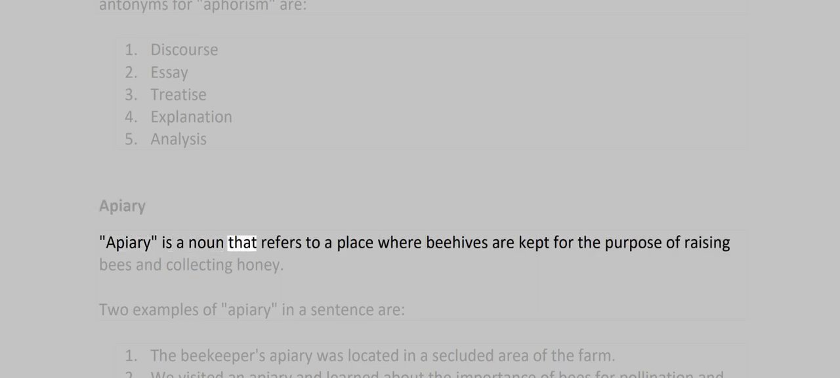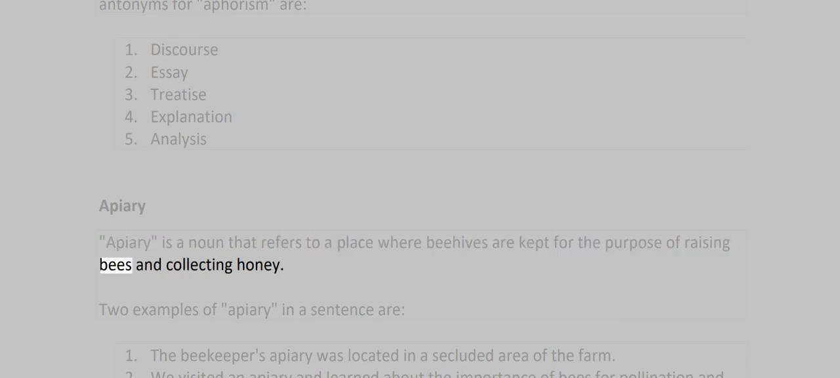Apiary is a noun that refers to a place where beehives are kept for the purpose of raising bees and collecting honey. Two examples of apiary in a sentence are: 1. The beekeeper's apiary was located in a secluded area of the farm. 2. We visited an apiary and learned about the importance of bees for pollination and honey production.